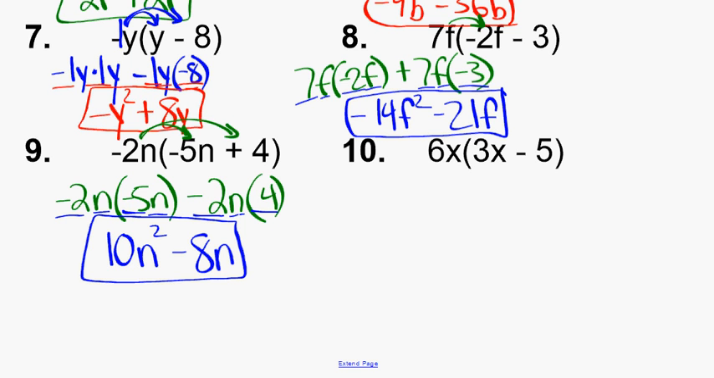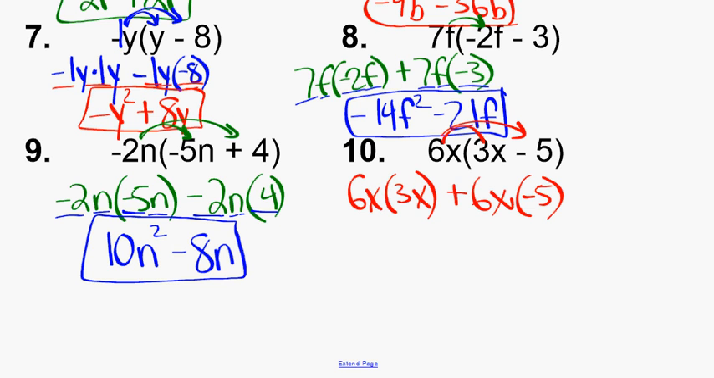Last but not least, we have 6x times 3x and 6x times a negative 5. So we are multiplying 6 times 3, which gives us 18. X times x gives us x squared. Don't forget your exponent. And 6 times negative 5 is a negative 30. And don't forget your x.